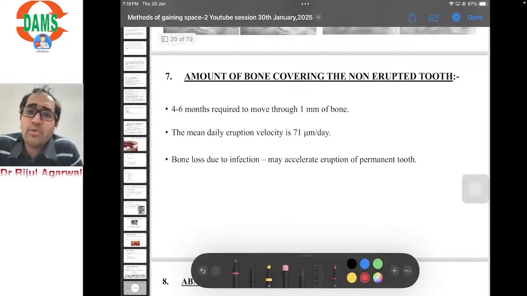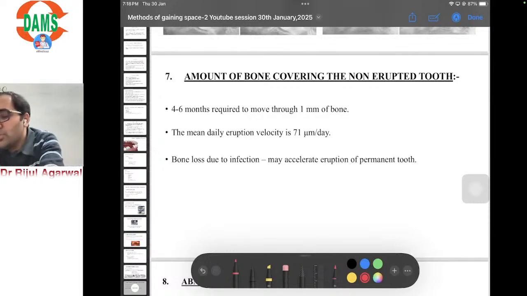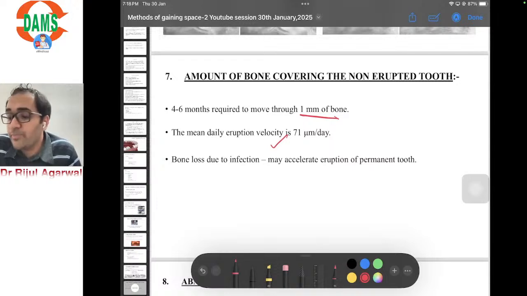Next is the amount of bone covering the non-erupting tooth. So 4 to 6 months is required for a tooth to move approximately through 1 mm of bone. That means the eruption velocity is approximately 71 microns per day. So while planning a space maintainer on a radiograph, we need to see the amount of bone coverage remaining over the non-erupted tooth as well.